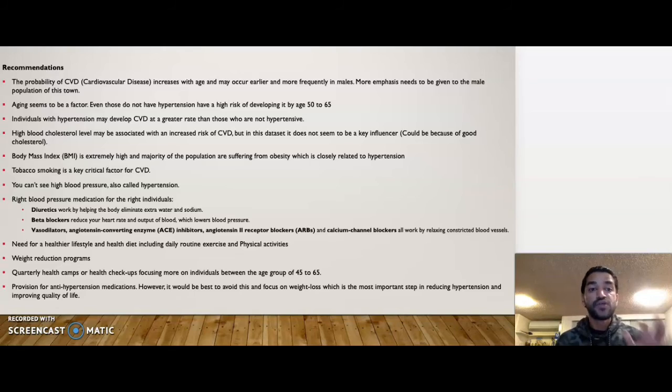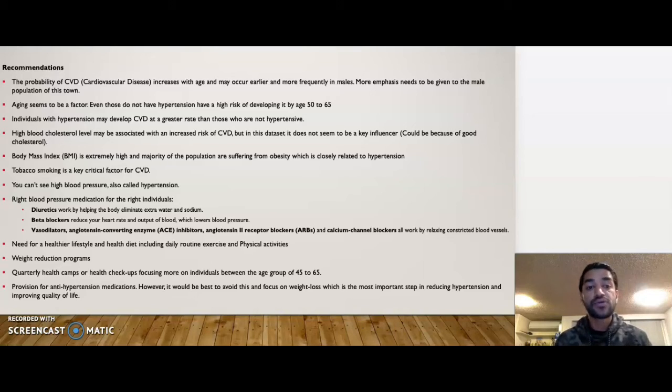The probability of this cardiovascular disease is most likely to be among males, so we should give more emphasis among the male population in this town. Aging definitely seems to be a factor, and even if you're not suffering from hypertension, once you reach an age of around 50 to 65, you're most likely to suffer from hypertension. Individuals with hypertension are more likely to develop CVD or cardiovascular diseases.